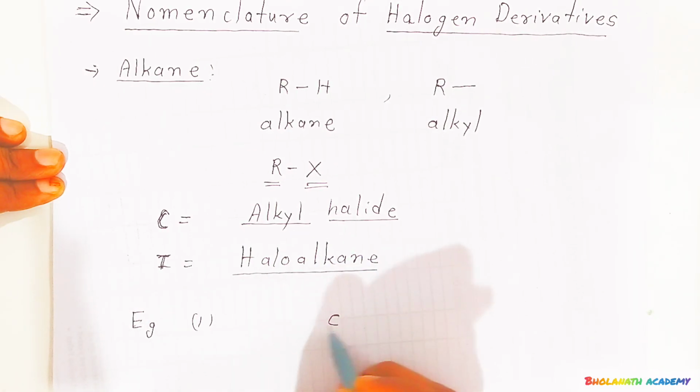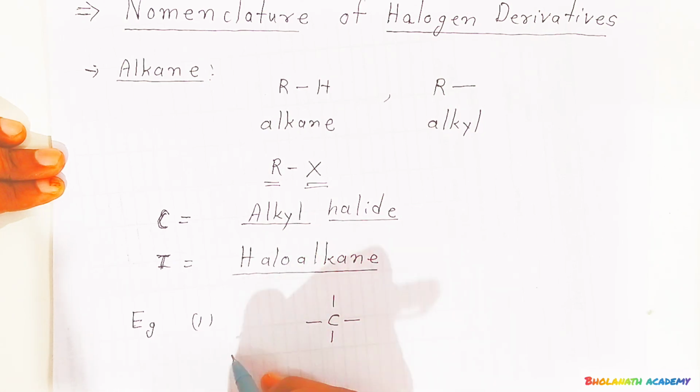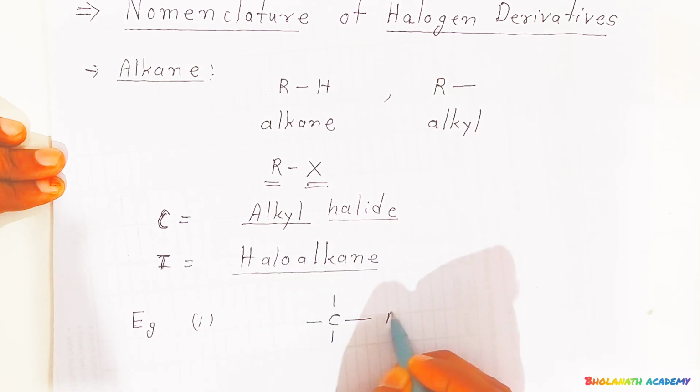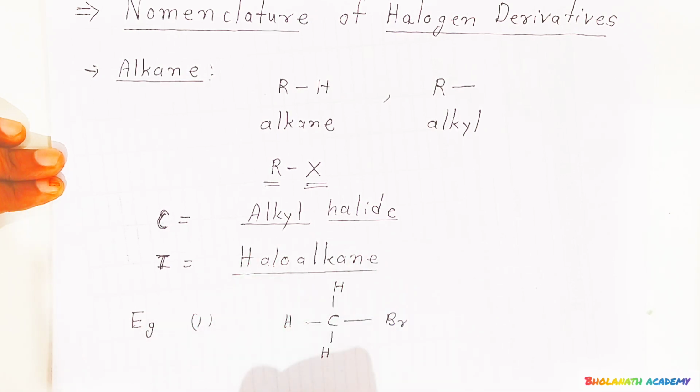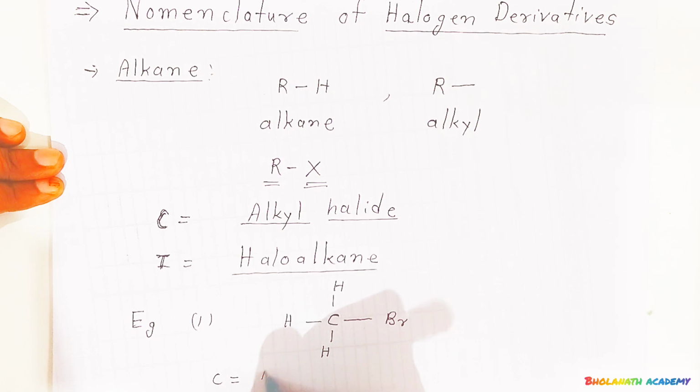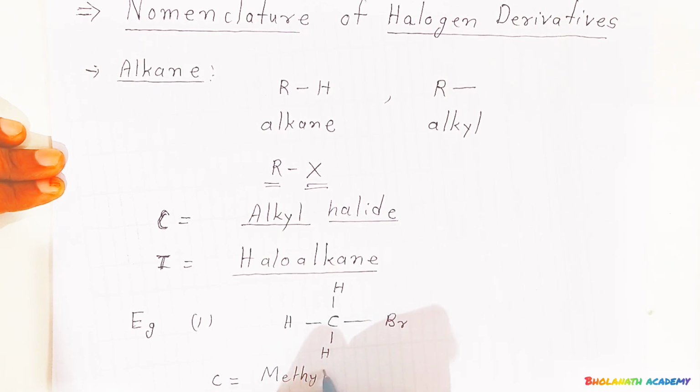The simplest compound. See, this is the carbon, only one carbon. When one of the hydrogens is replaced by bromine and the other valencies by hydrogen, this is the common name. See, this is the methyl, and this halide is bromide, methyl bromide.